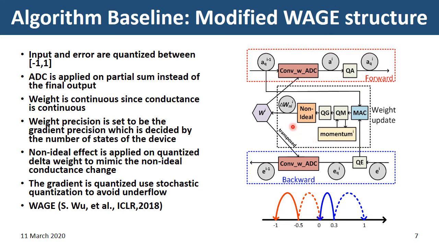After that, we need to do the gradient calculation using the error we obtained and the activation from the feed-forward process. Those two need to do the MAC operation again to get the gradient of the weights.